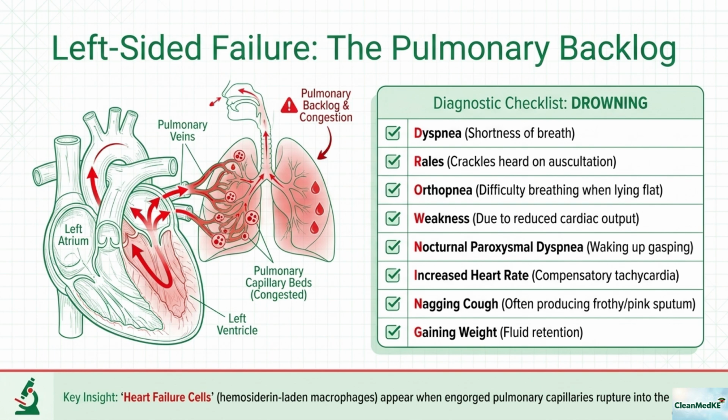A key clinical pearl here: if the pressure in the pulmonary capillaries gets too high, they can rupture, leading to a nagging cough with pink, frothy sputum. Under a microscope, you'll see heart failure cells, macrophages that have literally eaten the leaked red blood cells.